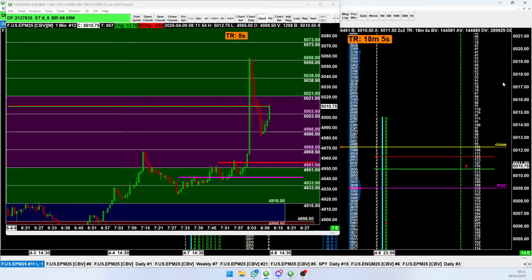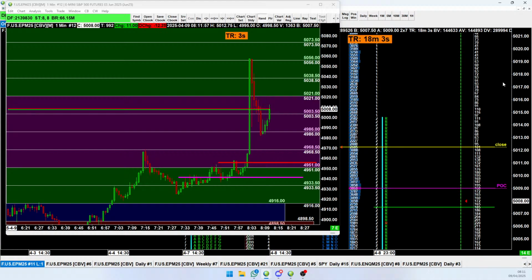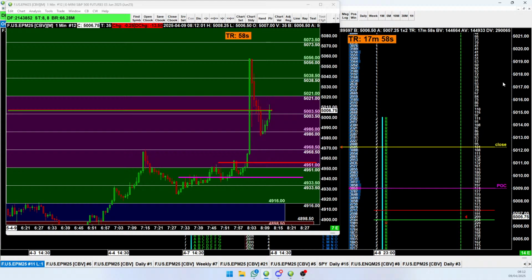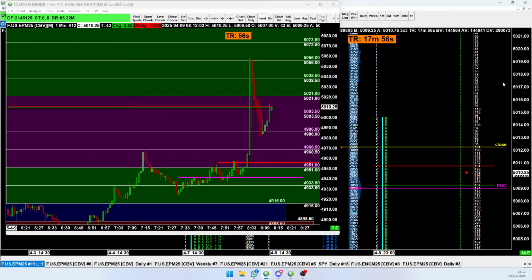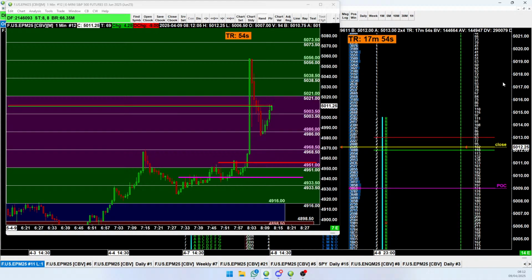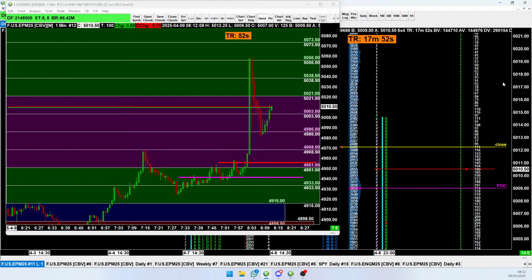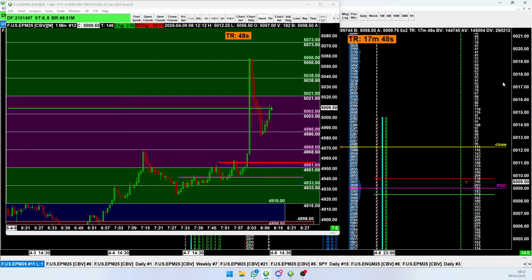A thin book means the order book is thin. There are few orders on each side at every price level. So where you have 50, 100 contracts at every tick, here you have 3, and sometimes none, right?